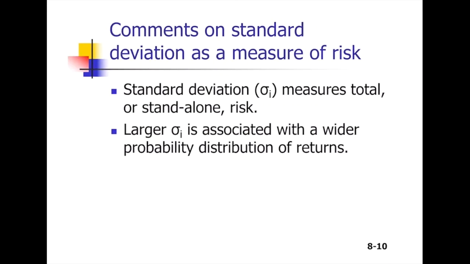But this risk, the standard deviation, measures the total or standalone risk. So if we assume there is only one financial asset, that is the right measure. A larger standard deviation is associated with a wider probability distribution of the returns. But in reality, we can buy 2 or more stocks, so it is not a good measure.